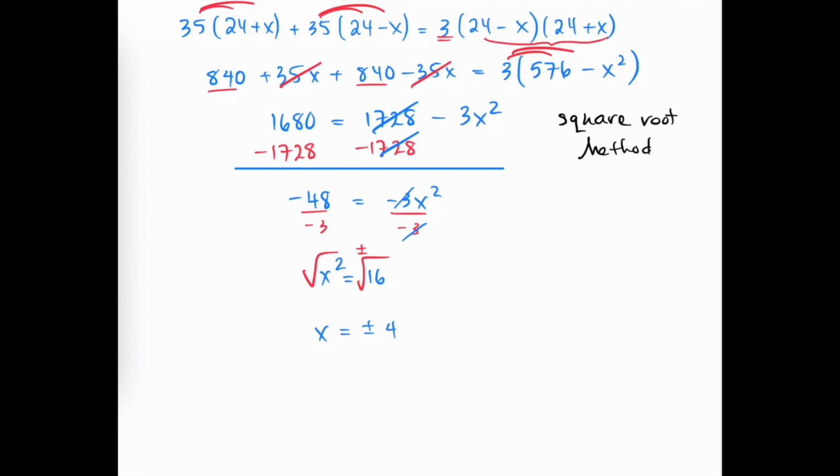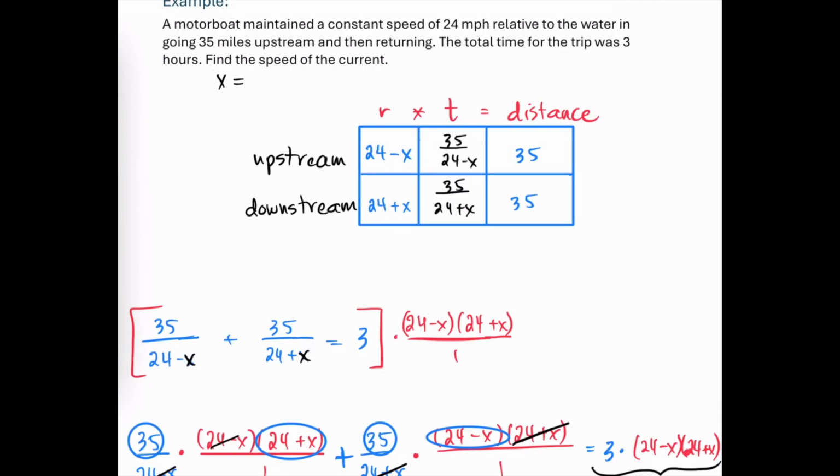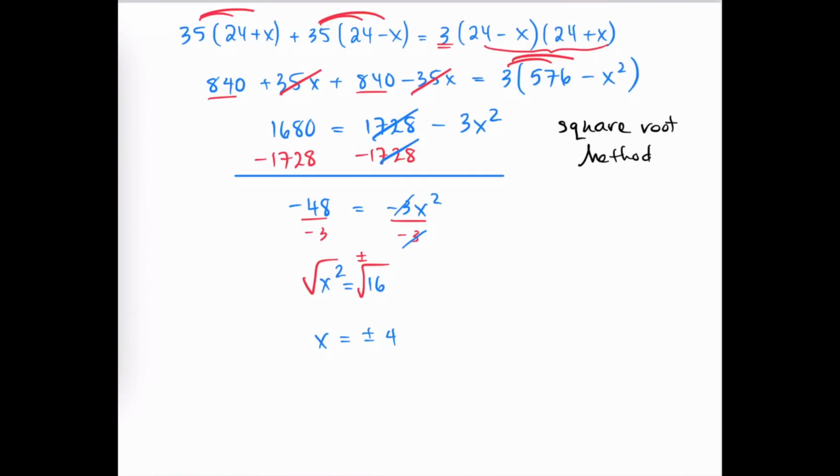This has been a long problem, so we kind of need to remind ourselves, what did this x value represent? Remember, back up here we said that x represented the speed of the current. And what we found was plus or minus 4. So we're going to ditch the negative one because that doesn't make any sense when we talk about the speed of the current. So our final answer is going to be 4 with the units of miles per hour, again just using the positive solution, and this was the speed of the current.